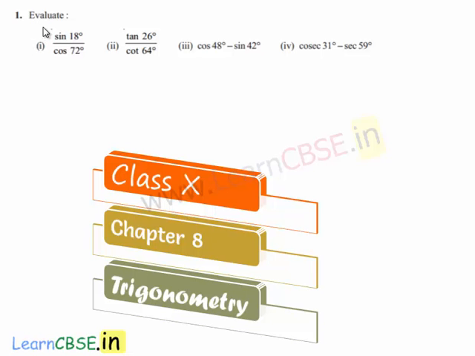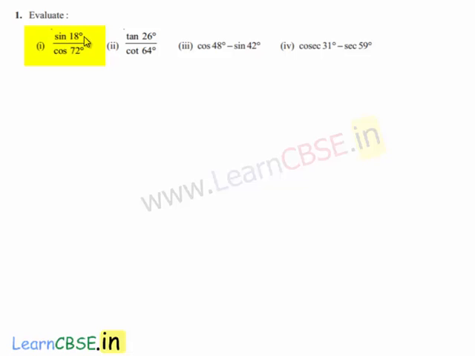Moving on to the first question. Evaluate in the first bit sin 18 by cos 72. So let us find the solution for the first bit. The given expression is sin 18 degrees by cos 72 degrees.